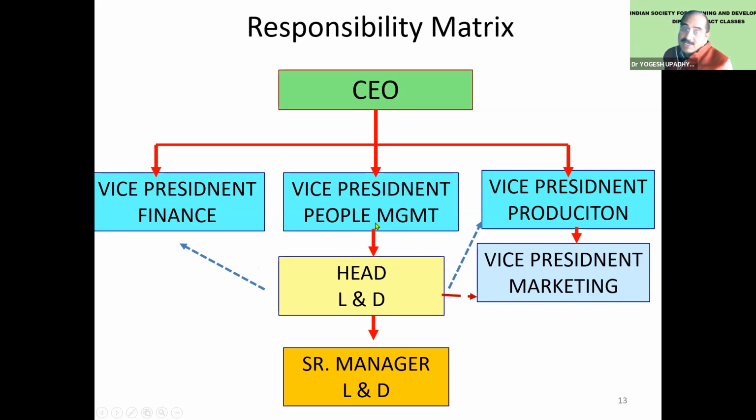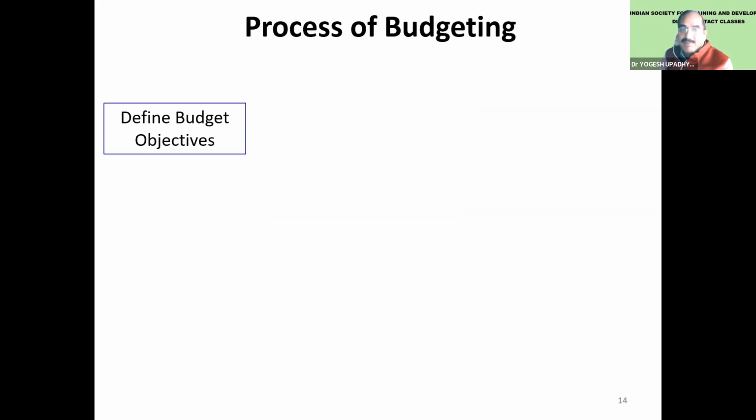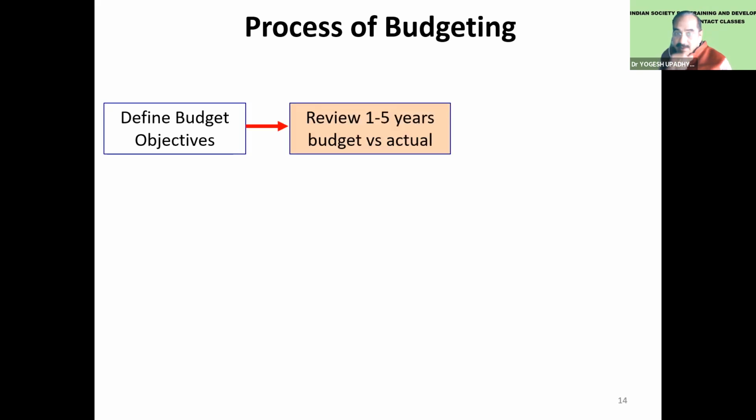Because there is an HR budget, we have a recruitment and selection budget, a salary budget, all budgets. So there will be a component of L&D budget. Out of that, how much is the L&D budget? Again, it will be a clearer process. We will define the budget objective: how much we want to achieve, how much we want to spend. Review 1 to 5 years of budget versus actual.